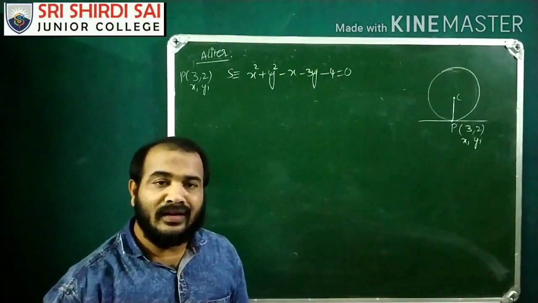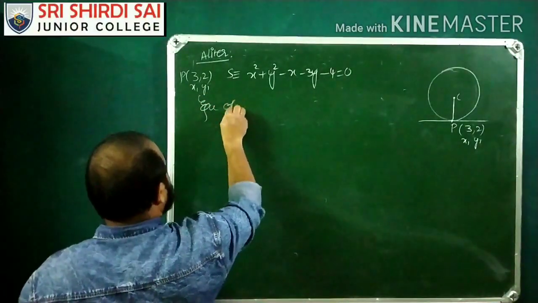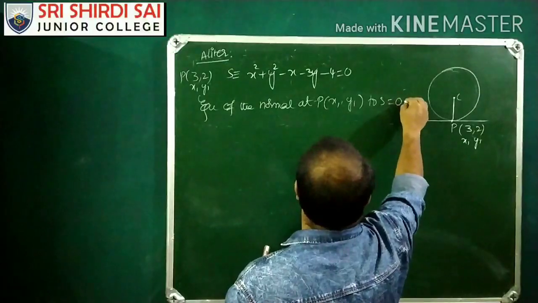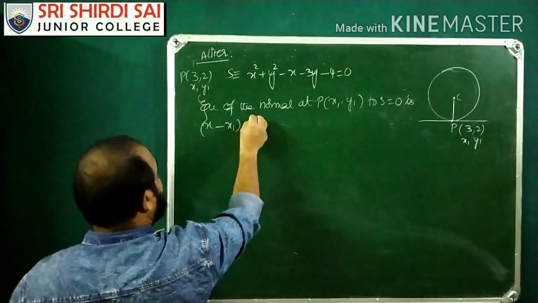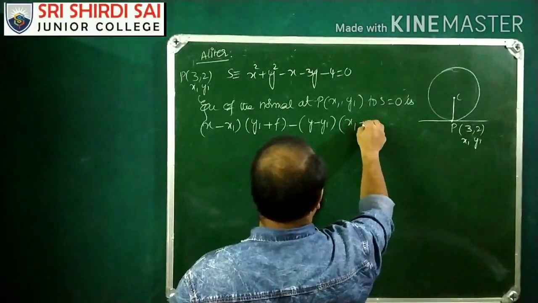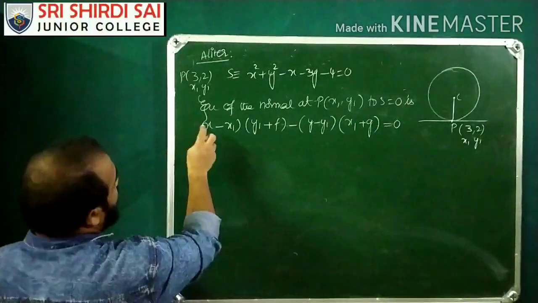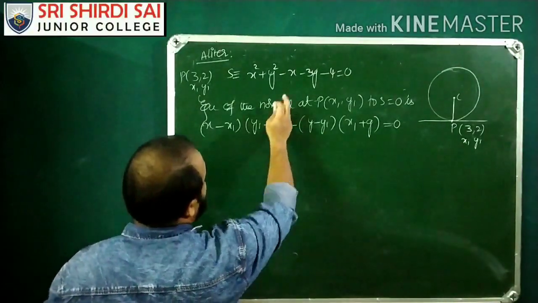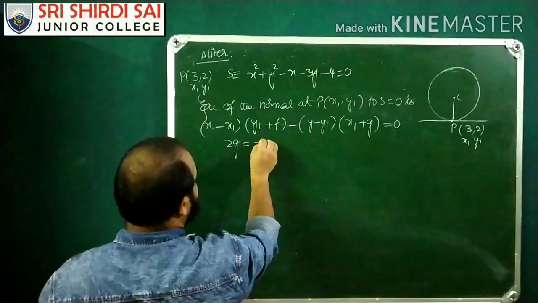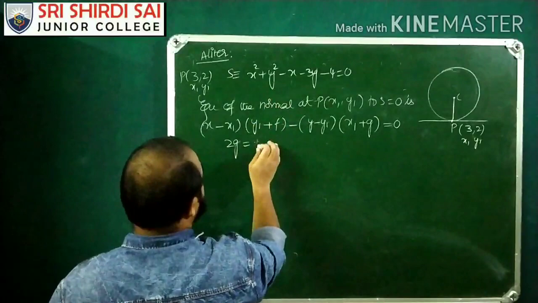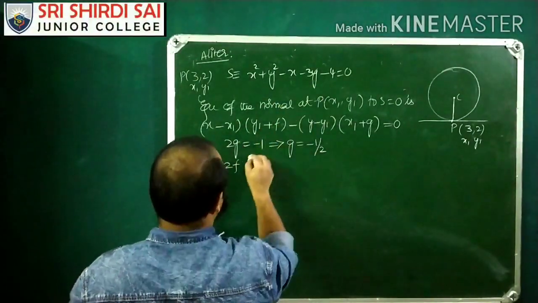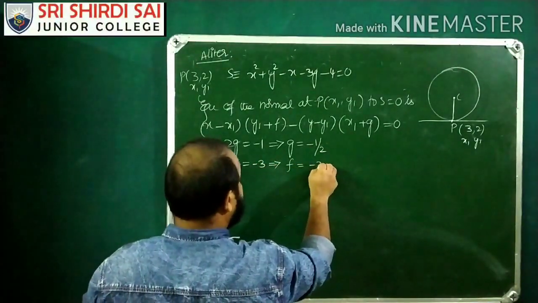The equation of the normal can be done in another way as well. What is the equation of the normal? The equation of the normal at P (x1, y1) to the circle S equals 0 is (x minus x1) into (y1 plus f) minus (y minus y1) into (x1 plus g) equals 0. Here the x1, y1 value is (3, 2), and the g, f values: from x square plus y square plus 2gx plus 2fy plus c equals 0, 2g is equal to minus 1, g is equal to minus half, and 2f is equal to minus 3, f equals minus 3 by 2.